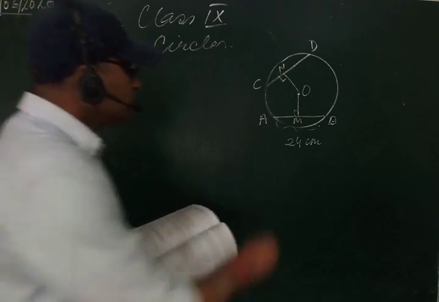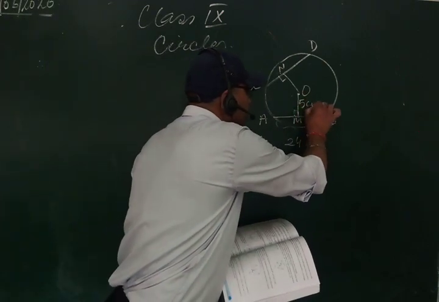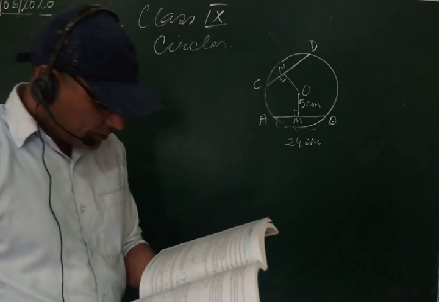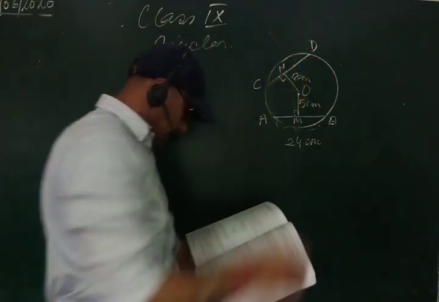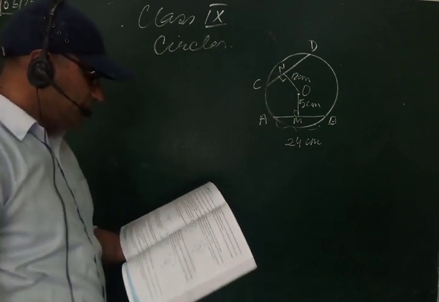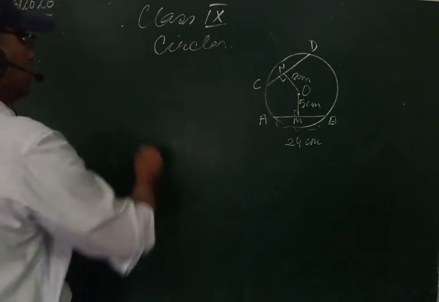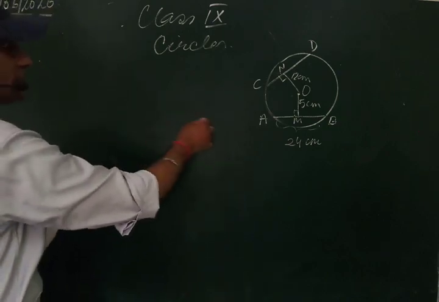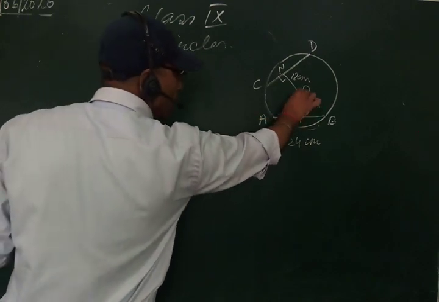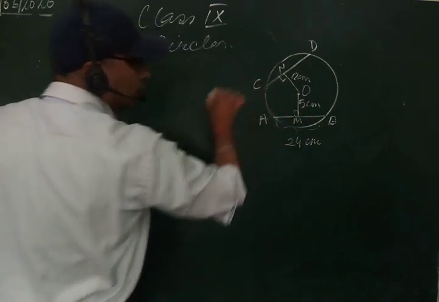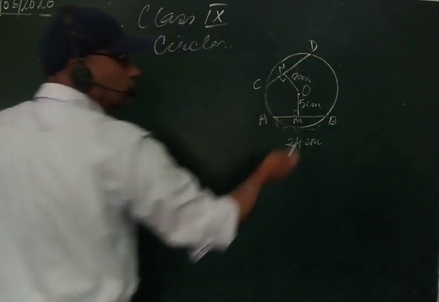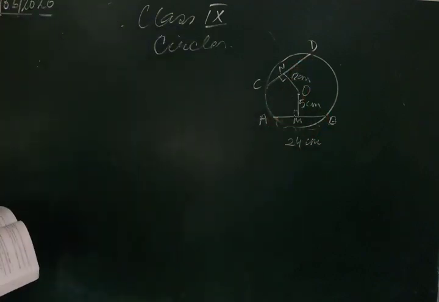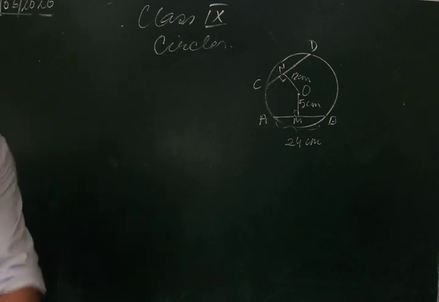OM is equal to 5 centimeters. ON is given as 12 centimeters. Find the radius of the circle. Okay? Radius of the circle means the distance from O to A or O to C. Or we can think of it as O to B also, O to D also. All of them are radii of the circle. So anything can be found.